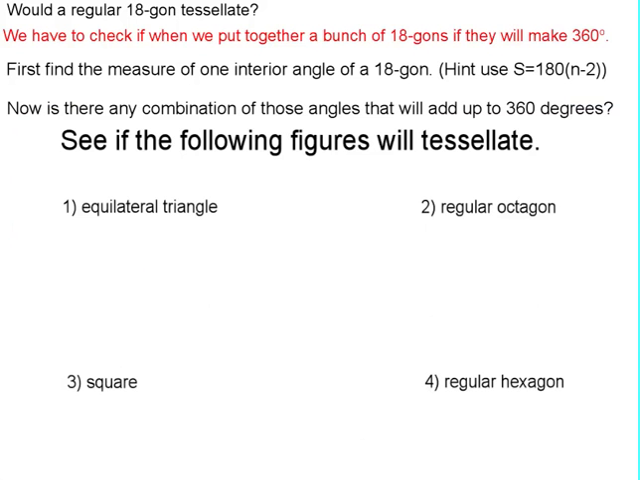Okay, so how we can see if a regular object tessellates. So this is going to bring back that stuff that we did in Chapter 6 using the formula 180 times n minus 2. First of all, if we have a regular 18-gon, and we want to know if it tessellates, we need to figure out how many degrees are in one of those angles. So we're going to do 180 times n minus 2, and n in this case is 18. And then to figure out how many degrees are in 1, we're going to divide that by the number of sides.